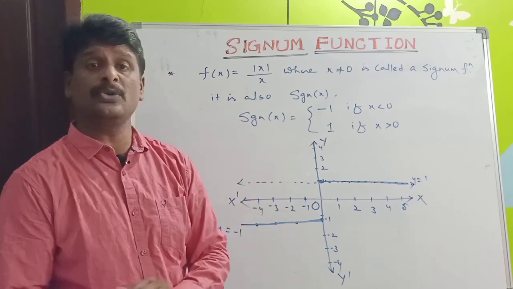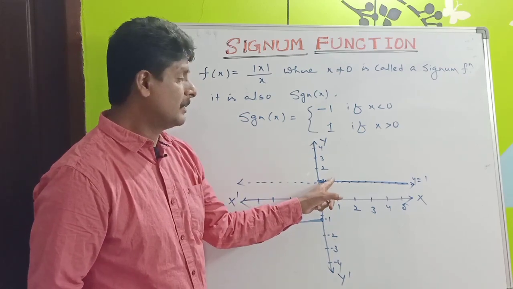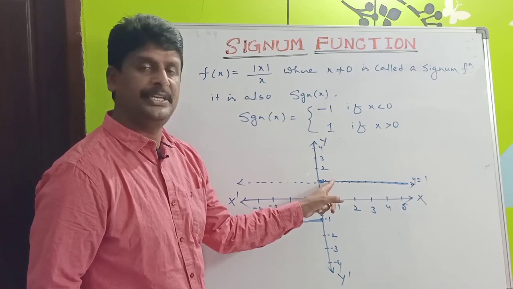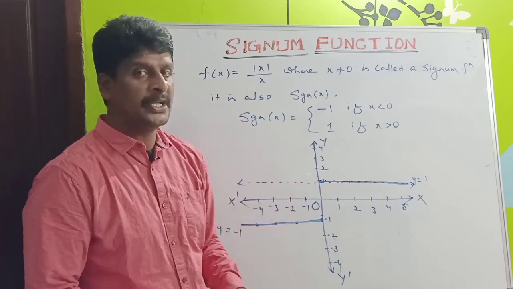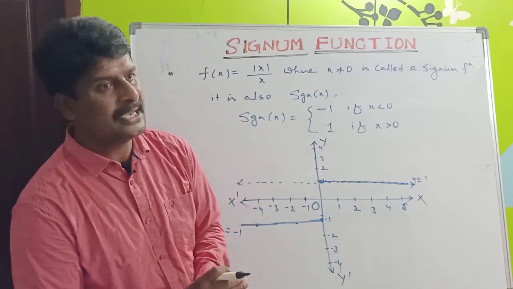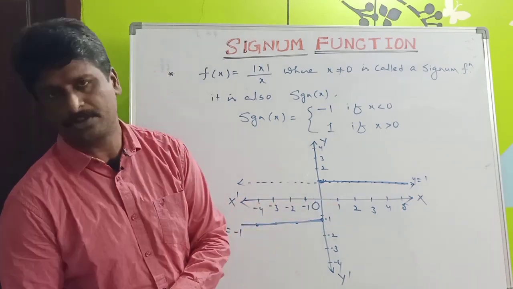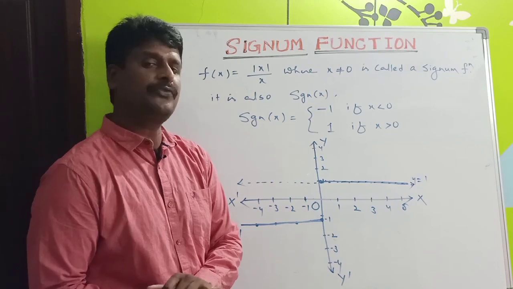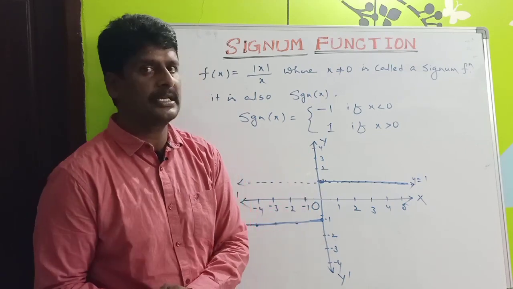Check whether it is increasing or decreasing. For x equals 1, the graph's corresponding point is 1. x equals 2, it is 1. x equals 3, it is 1. As x values are increasing from left to right, the corresponding f of x values are not increasing. Of course, not decreasing also. It is neither an increasing nor a decreasing function.